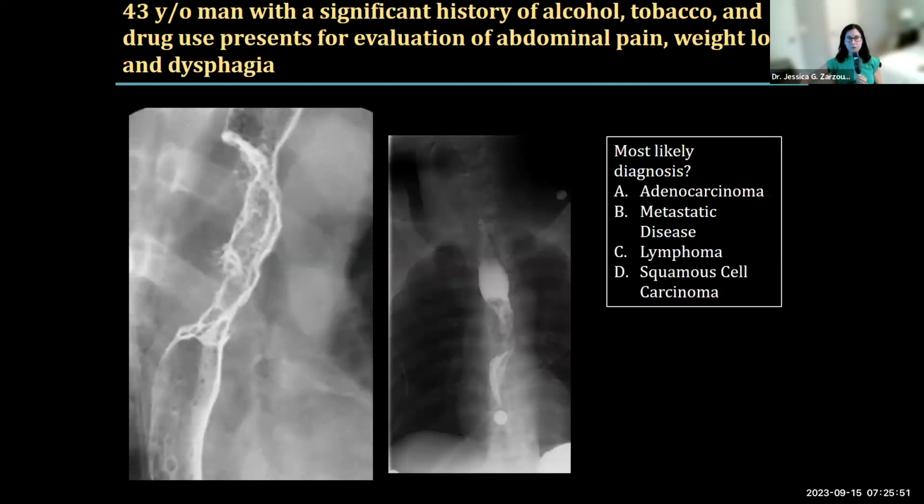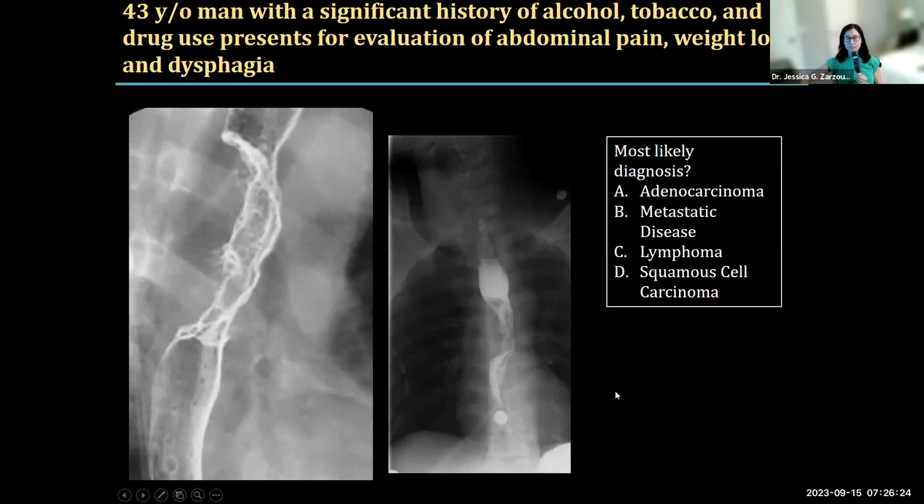Okay, this is a 43-year-old man who has a history of alcohol and tobacco and drug use and presented for weight loss and dysphagia. Here we see this very tight stricture in the mid esophagus. Here we can see the lateral images, and then on the AP. Here the stricture has these shouldered margins. We can see some ulceration within it, lots of mucosal irregularity, and again, these sharp marginated segments as we go from abnormal to normal esophagus.